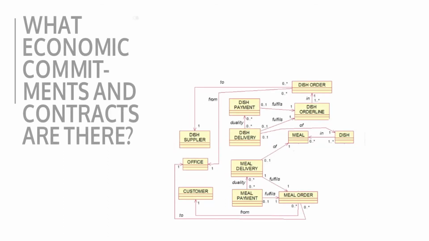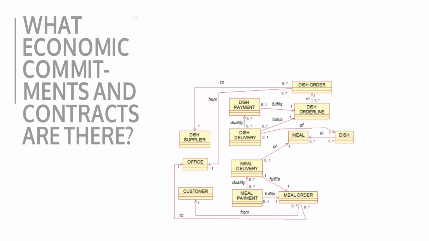In the same way, the customers order meals from the offices. Here we have made a simplifying assumption. We assume that the customer orders only one meal each time, so we don't need to introduce meal order lines. Instead, we collapse the meal order lines into the meal order.